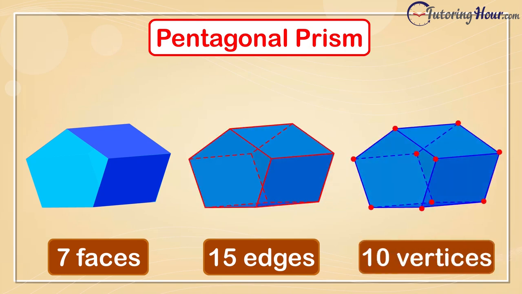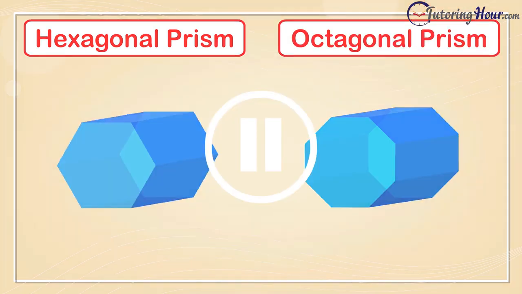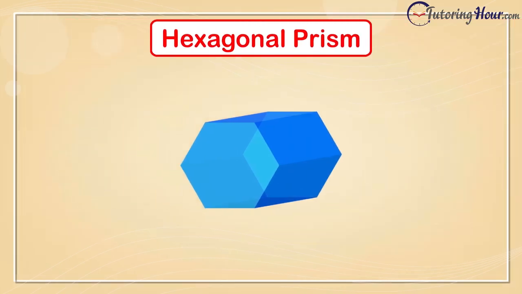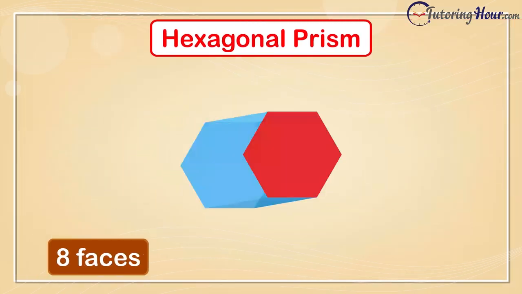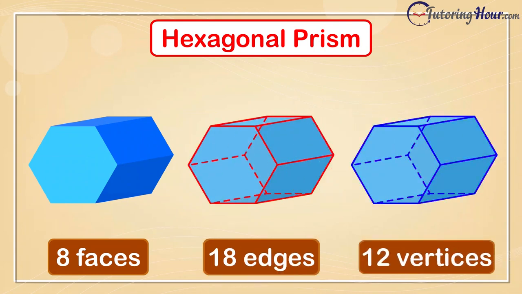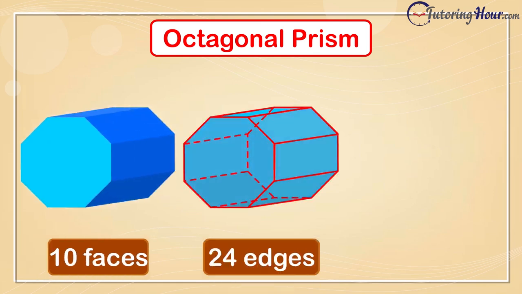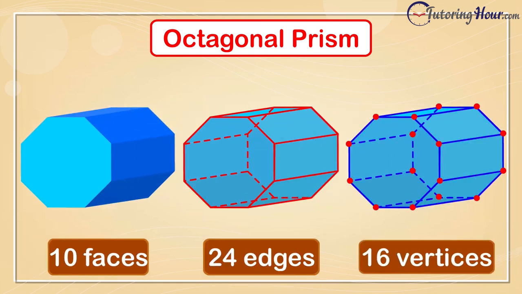It has 10 vertices. Pause the video, take a look at the hexagonal and octagonal prisms, and write down the number of faces, edges, and vertices in them. A hexagonal prism has 8 faces, 18 edges, and 12 vertices. An octagonal prism has 10 faces, 24 edges, and 16 vertices. Give yourself a pat on the back for getting them right.